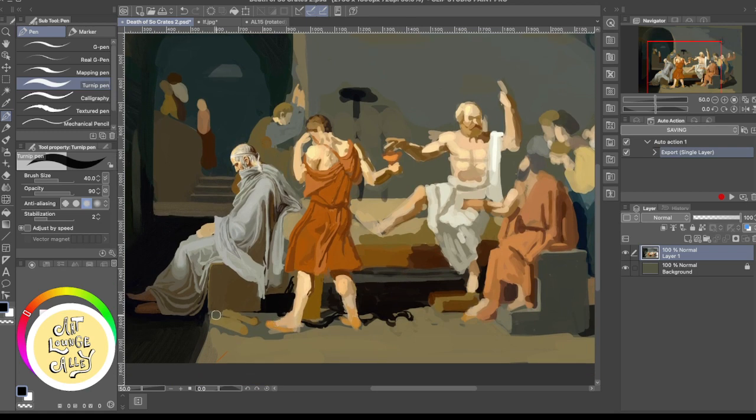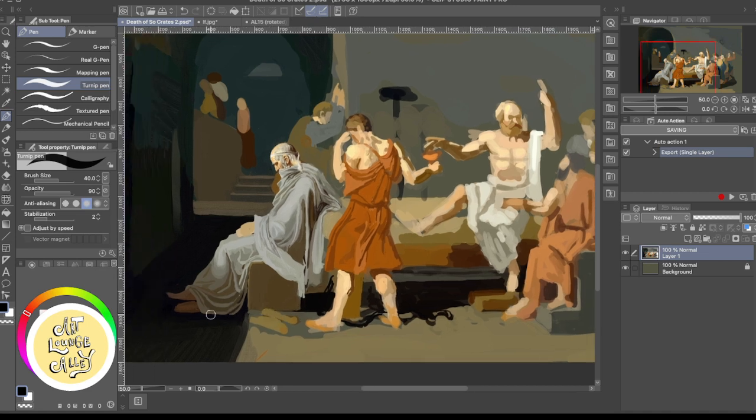Like, for instance, this block right here that he's sitting on has to be on the same level as his feet. So basically like this. So I might have to do just a little bit of shrinking here.